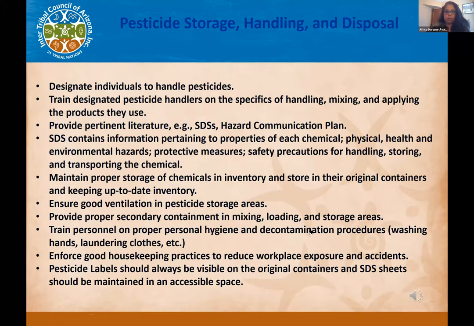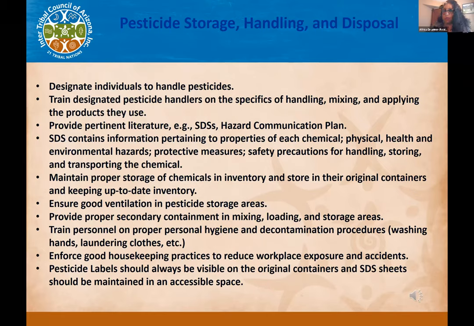Proper pesticide storage, handling, and disposal. Designate individuals to handle pesticides. Train designated pesticide handlers on the specifics of handling, mixing, and applying the products they use. The EPA has a worker protection standard that was established for agricultural workers and handlers that are required to have training on an annual basis if they are handling or applying any type of pesticides. And it trains them how to properly and safely use those products.